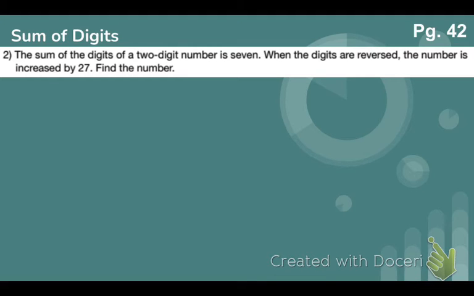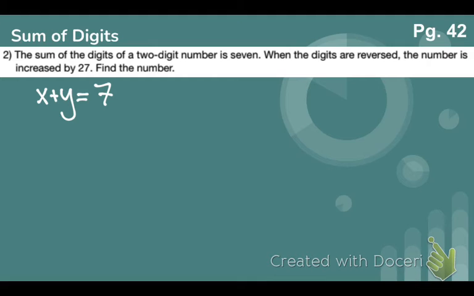So how would I write that as an equation? The sum of a two-digit number is 7. Is it 2x plus 7? It's a sum. Okay, so Nasiba said we're going to write x plus y equals 7.